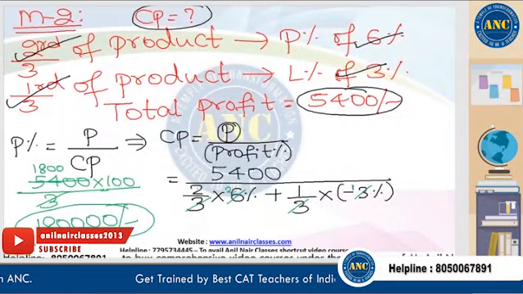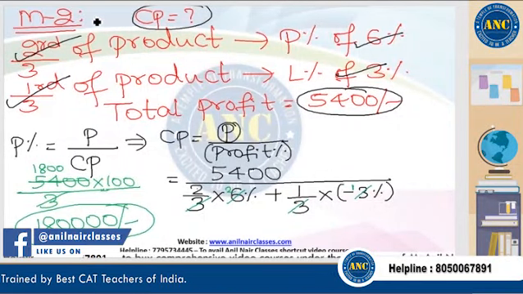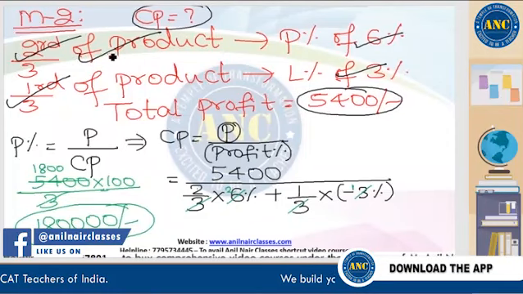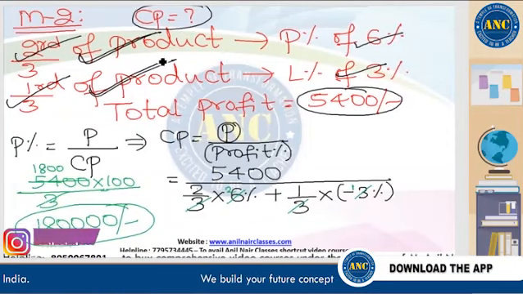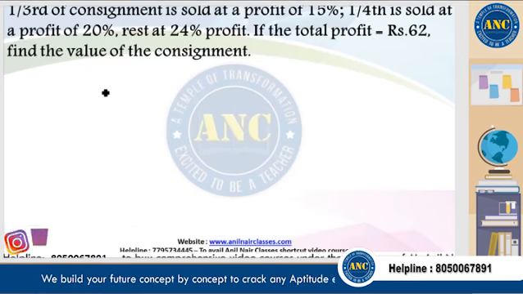Now see here, before moving on to the next problem, if you observe this question, there are two products. That means one single product is divided into two parts. See the next question, sir. Please see this next question.